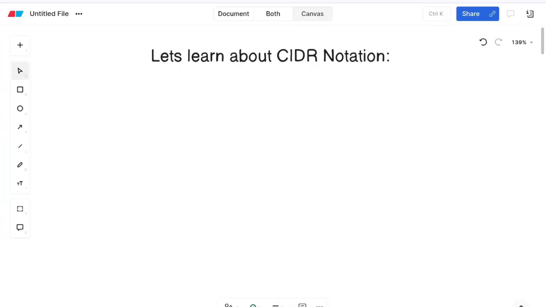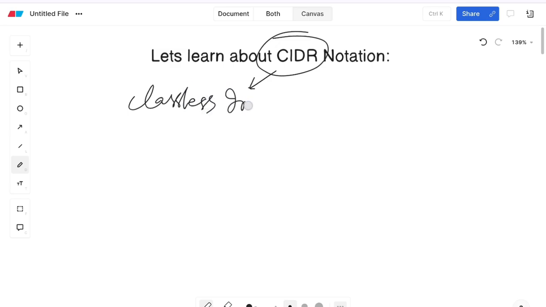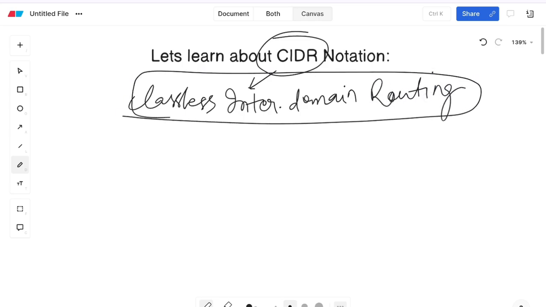So today we are going to learn about CIDR notation. Okay, so what is CIDR notation? CIDR notation stands for Classless Inter-Domain Routing. Okay, so this plays a very important role when you set up an architecture mainly in any cloud network, whether it is Azure, AWS or a GCP, right?